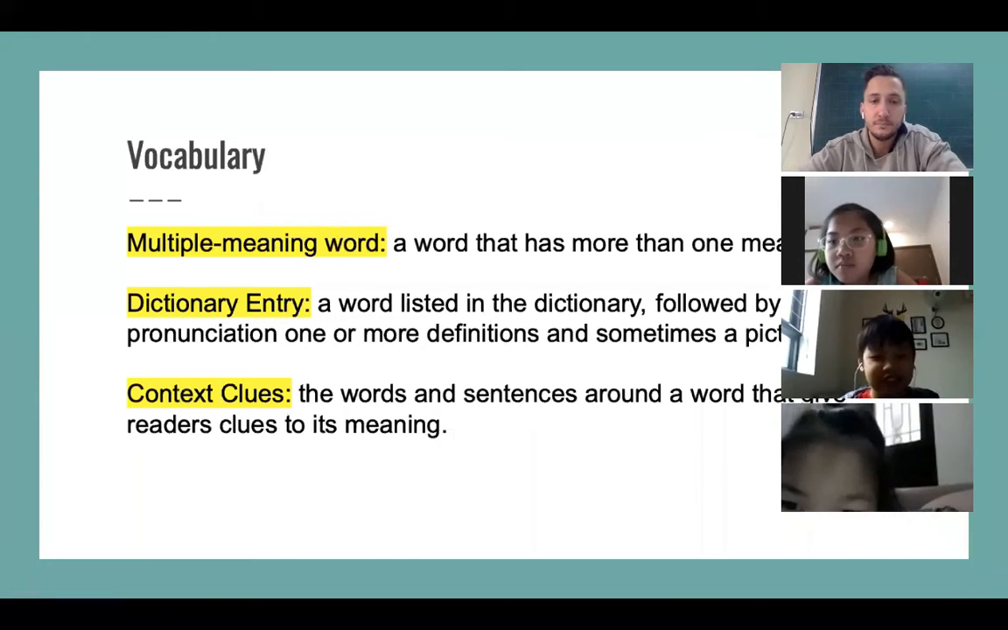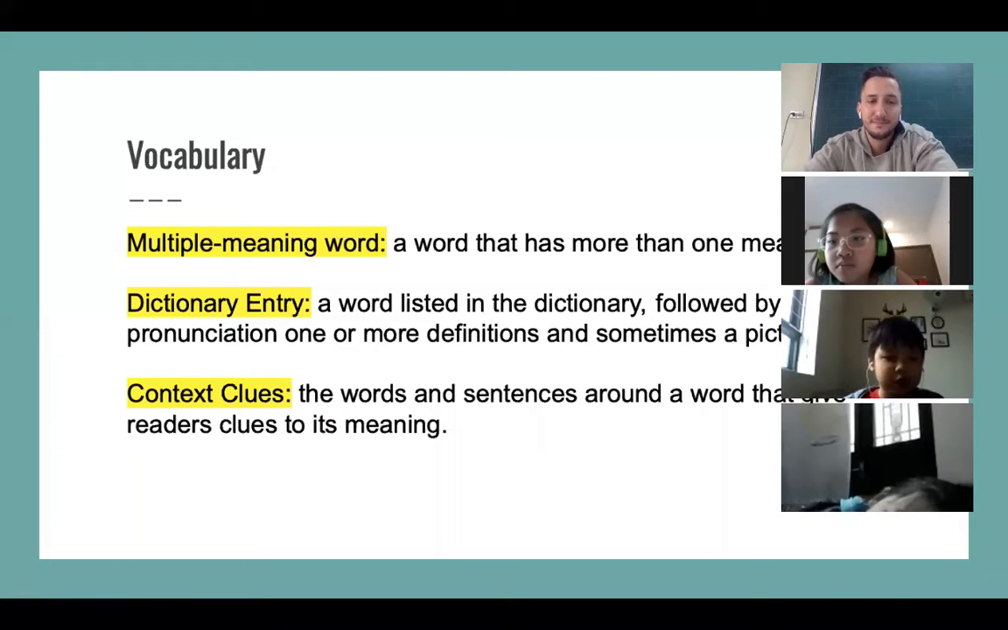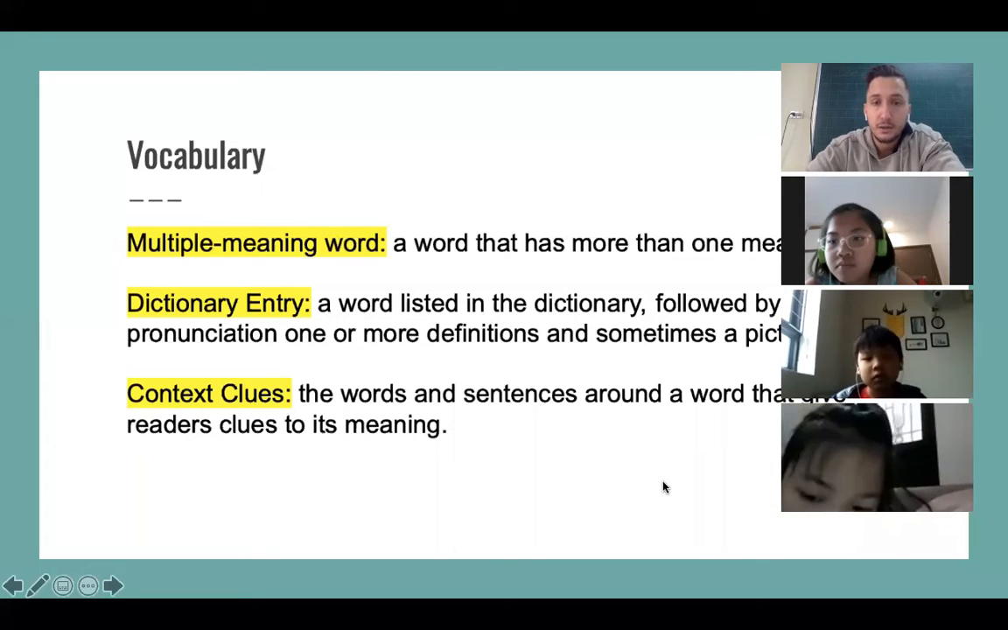I'm Winter. Oh, hi, Winter. Context clues. The words and sentences around the word that give readers clues to its meaning. Okay, the important part about context clues, guys, is that when you are reading, we are not always going to know what every single word is. So what you want to do is look in the sentence and look at the words around it to understand what the word is telling you. So those are the definitions.